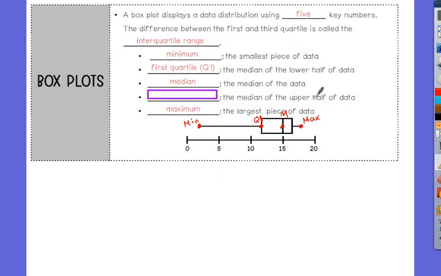The median of the upper half of the data, what do you think that's called? Quartile what? 3. Very good. My third quartile. It's the third section, so that is Q3. And there are your 5 numbers needed to create a box and whisker. Okay, well, let's talk about why a box and whisker is useful.